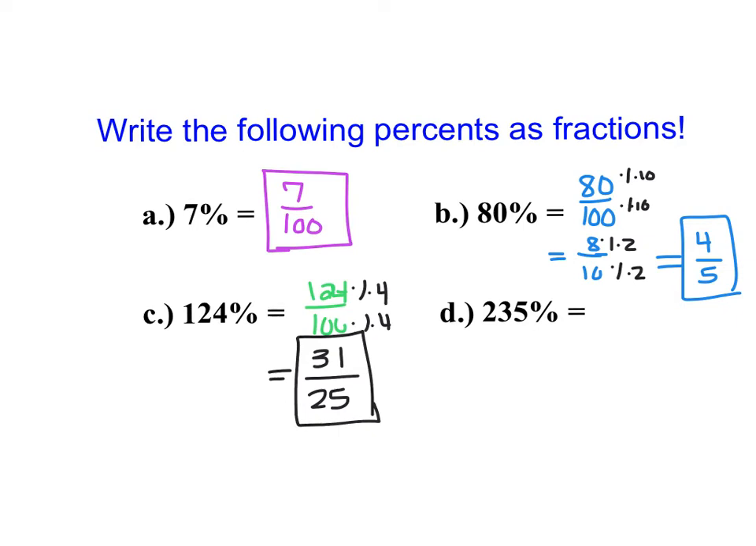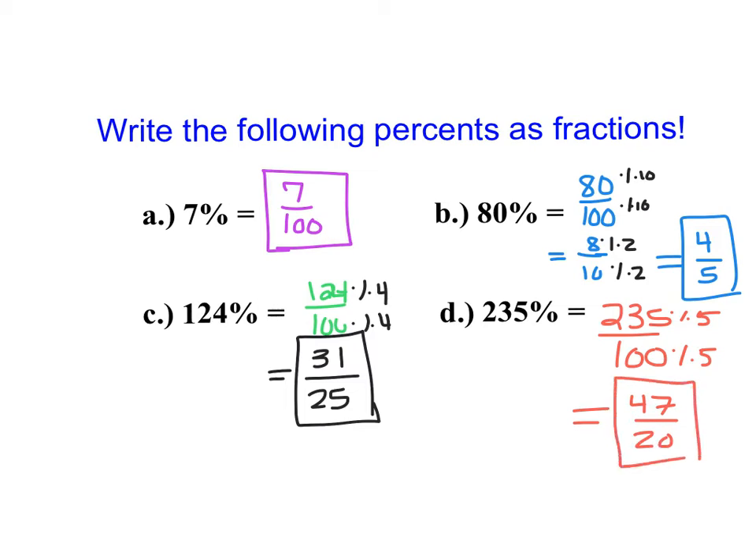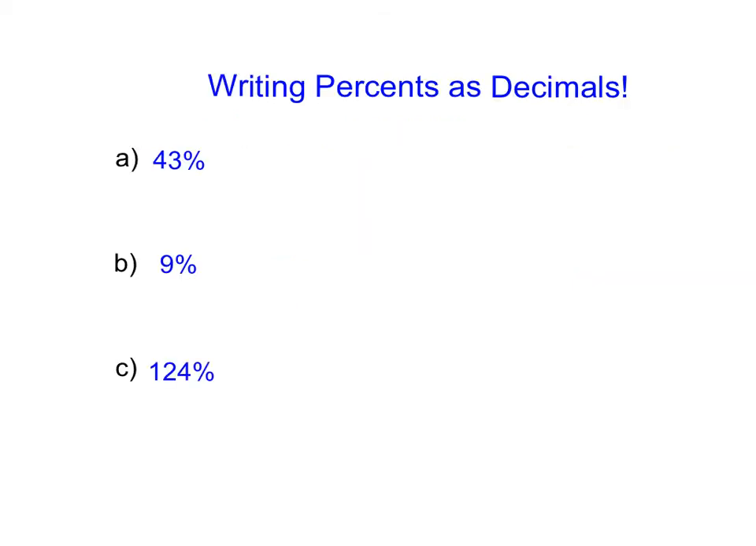Then from here, the last one, 235%, I would write as 235 over 100. I can see that these are both divisible by at least 5. So I divide 235 by 5, and I end up with 47. 100 divided by 5 is 20. So there we have it, those percents written as fractions in their simplest form. Now that we've got that down, let's move on to writing percents as decimals.